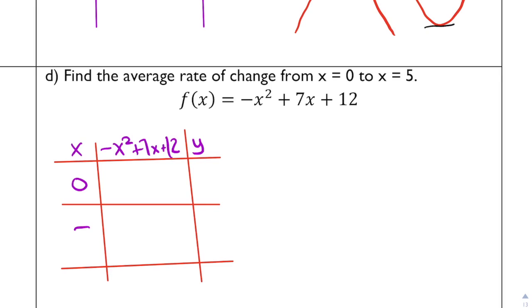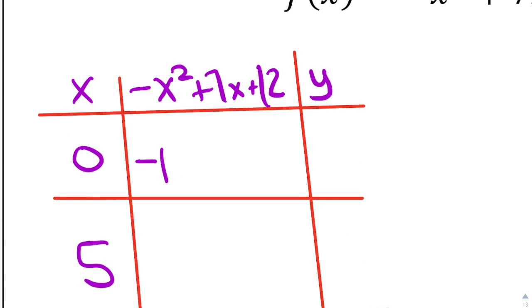I'll just put the inputs. I'm just going to do it really quick. So when you go to put this in, you can put a -1 out front of those parentheses. Blow this up a little bigger so I can fit everything. And then in the parentheses, 0 squared plus 7, 0 is our input, plus 12.